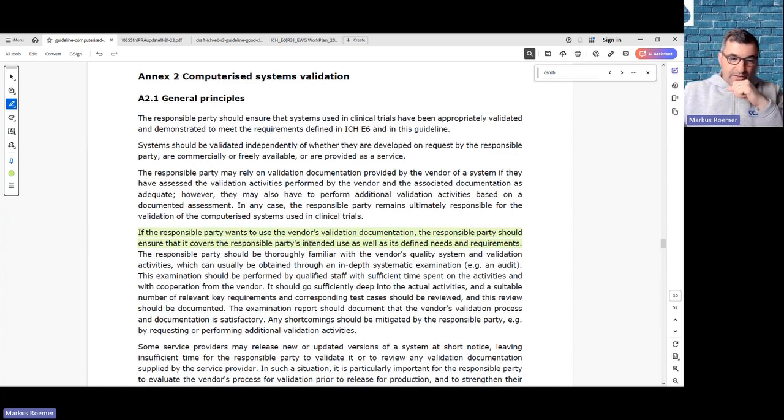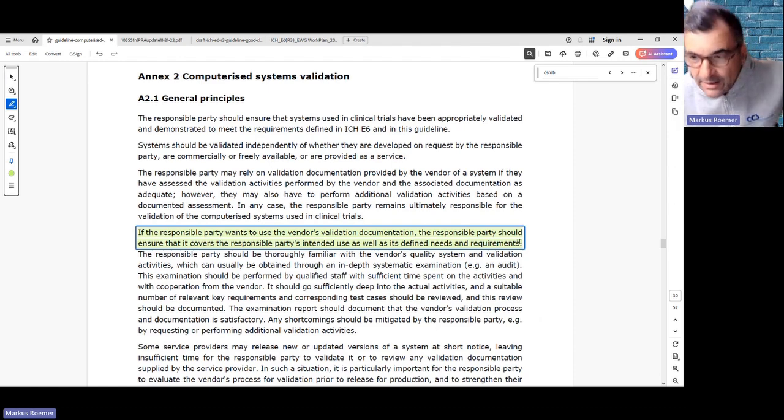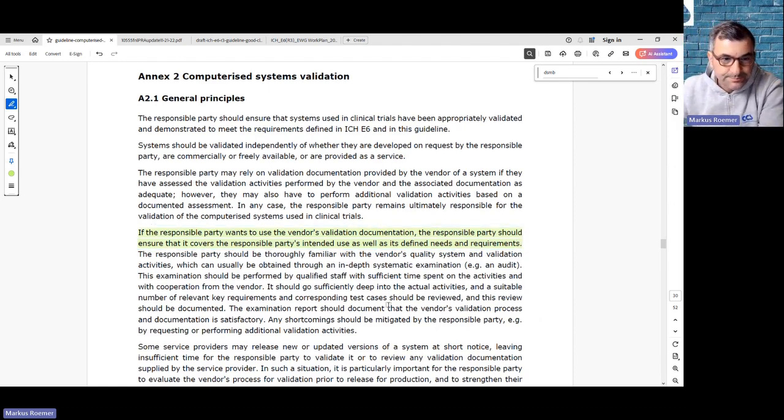The annexes are very good. Annex general principle: a responsible party wants to use the vendor's validation documentation. The responsible party should ensure that it covers the responsible party's intended use as well as its defined needs and requirements. Basically, no other way than doing an audit of the system provider of whatever your eTMF, eCRF system or something like this. In audits, sometimes I do not see that this is done properly.